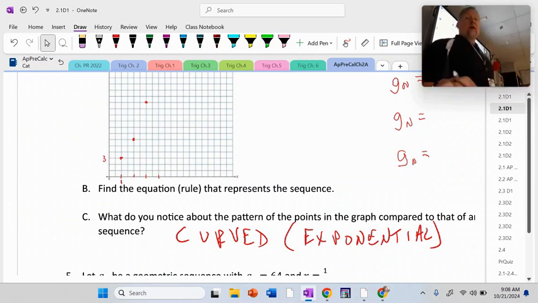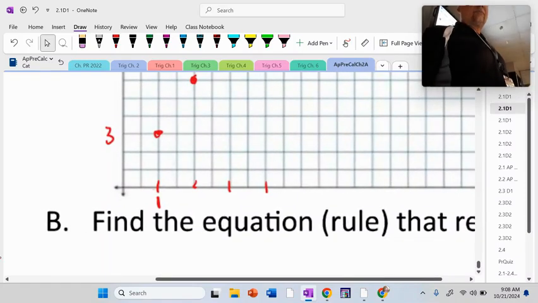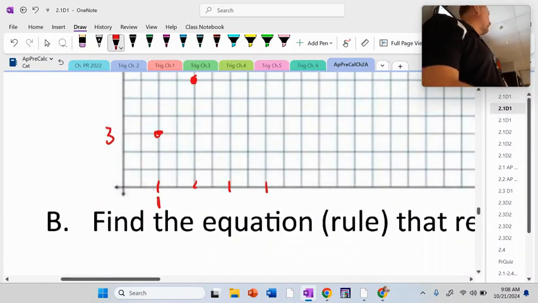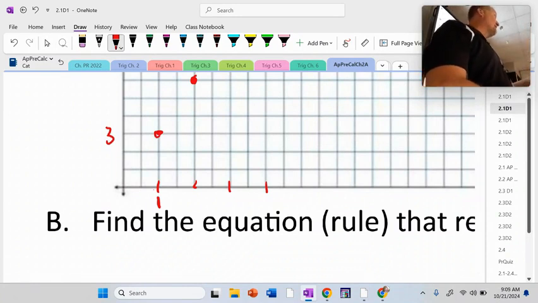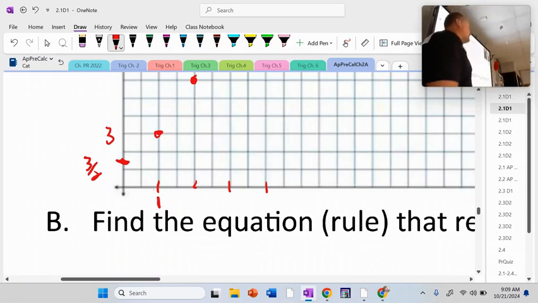All right. Not that this is a line, but how do I find the y-intercept? How do I go backwards? If it's multiplied by 2, how do I go backwards? Divide by 2. What's 3 divided by 2? 3 halves. So that's what the y-intercept is, 3 halves.